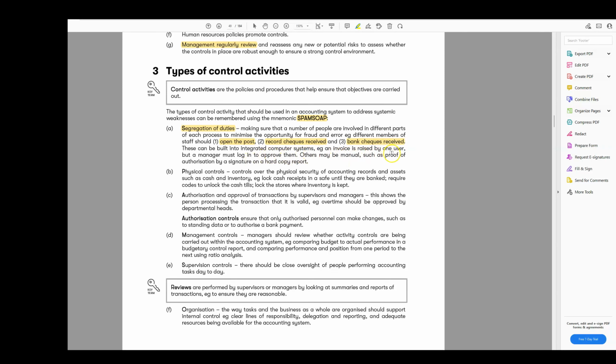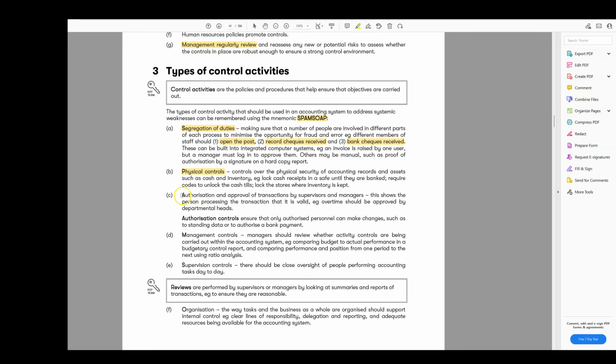Example, an invoice is raised by one user, but a manager must log in and approve it. That means you should not raise the invoice and approve it at the same time, because there is a possibility that fraud could happen. The next one is physical control, like security. So you put security next to the door so that no one can go inside and steal something.